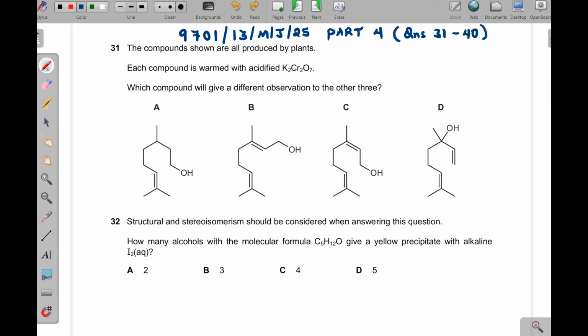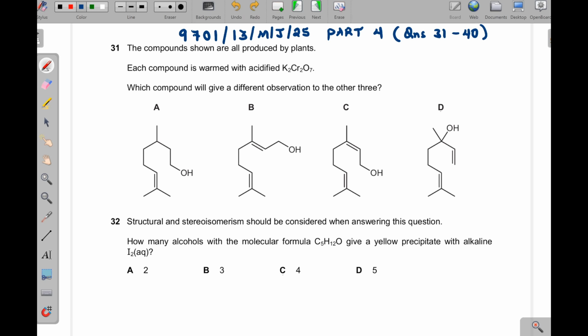Part 4, questions 31 to 40. Question 31. The compounds shown are all produced by plants. Each compound is warmed with acidified potassium dichromate. Which compound will give a different observation to the other three? Now, acidified potassium dichromate is a strong oxidizing agent.